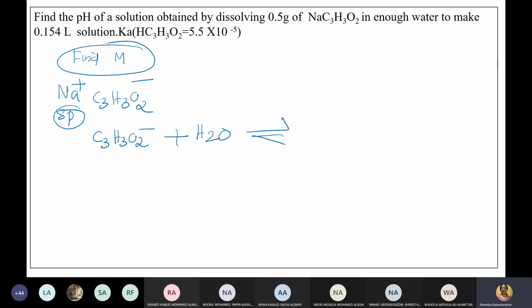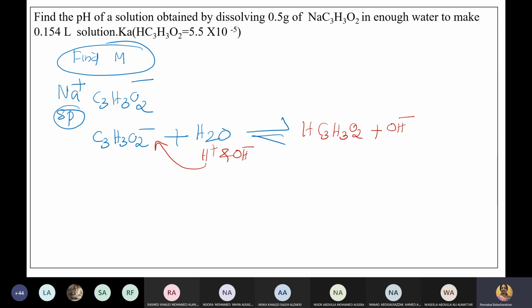How do you write it? We did so many questions like this, no? Here we have H plus and OH minus. So what will happen? We'll take H plus. So what do you get? The product will be HC3H3O2 plus OH minus.